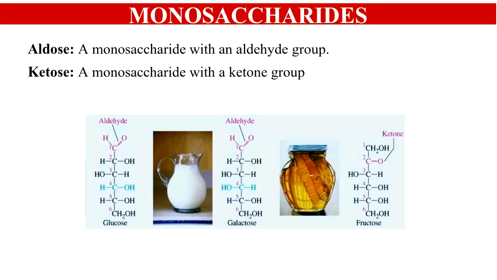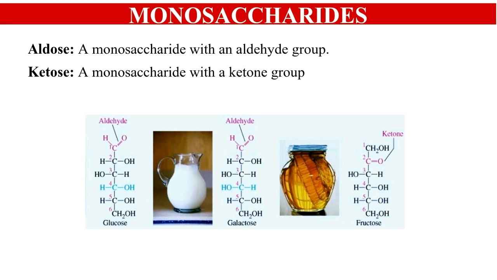So we discussed the carbohydrates in the previous part, where we discussed that carbohydrates are basically polyhydroxy aldehydes or ketones, and that they are classified into different categories, the first being monosaccharides, then disaccharides, then oligosaccharides, and then polysaccharides. So let's look at the category monosaccharides in detail now.